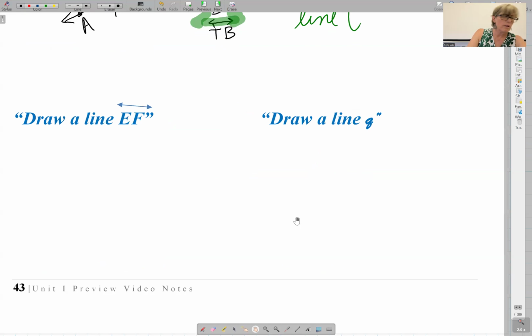All right. You now have 20 seconds, just 20. I'd like you to draw a line EG, and draw a line G. Notice the notation. You got 20 seconds, go.